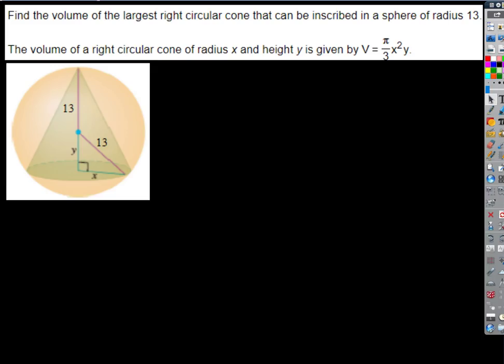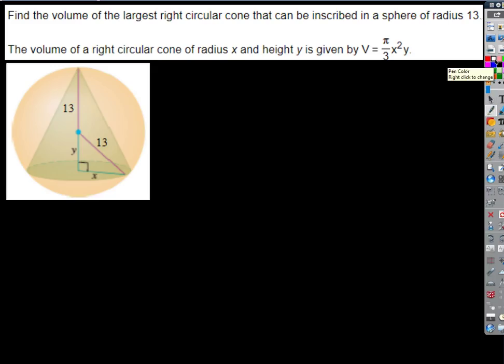Okay, and they drew us a nice picture. So x is the radius of the cone, and y is the height of the cone, right? Well, it's the whole height of the cone. Okay, so there's our primary equation.